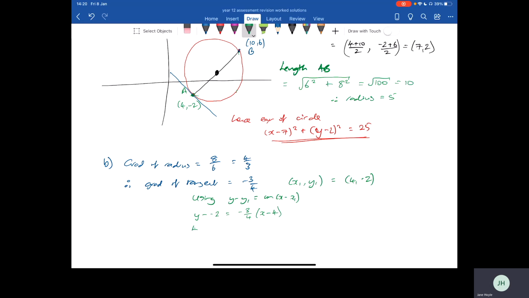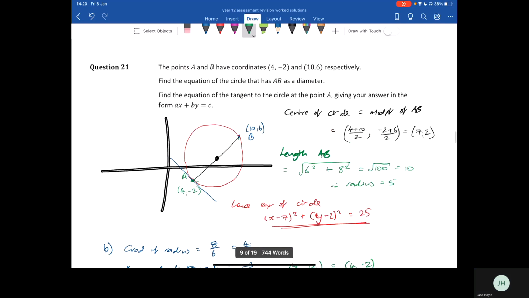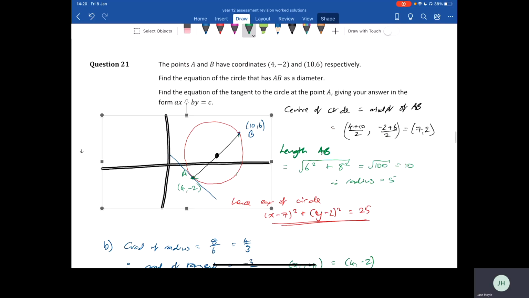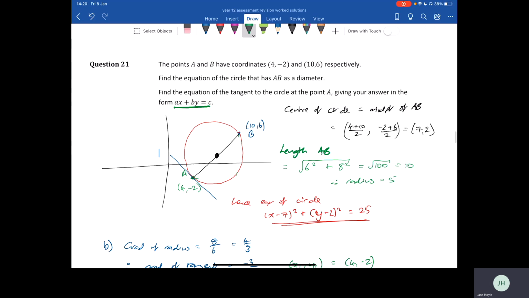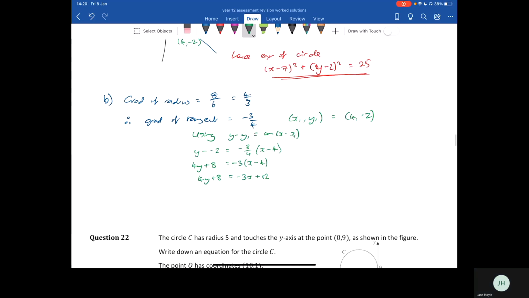Multiply through by 4, I'm going to have 4y plus 8, because of course I've got a double negative there. It's -3 times (x minus 4), expanding the brackets. 4y plus 8 is -3x plus 12. This time it wants it in the form ax plus by is c. So 3x on the left, the 4y on the left, but on the right it's going to be 12 take away 8, which is 4.